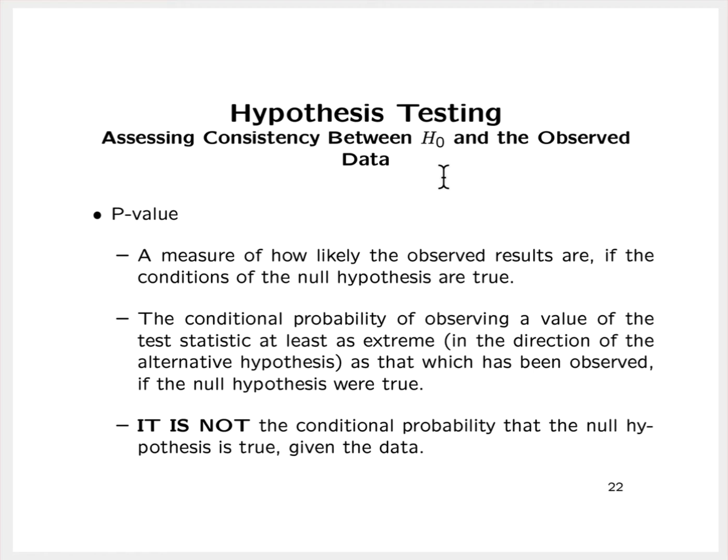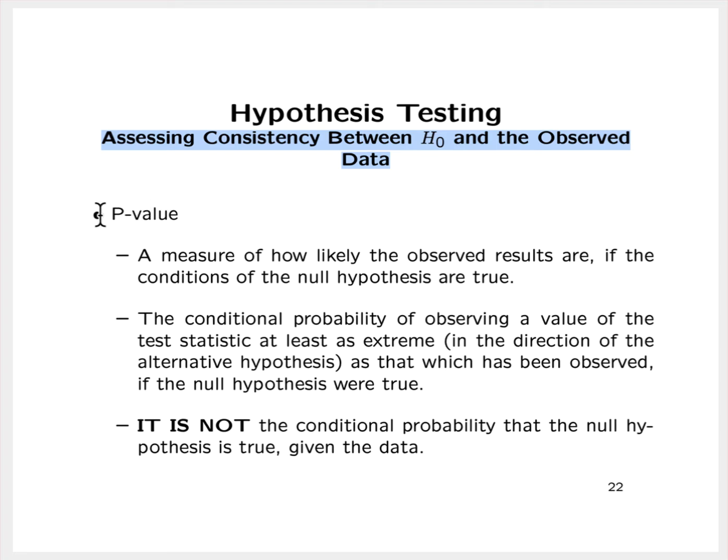If the data are consistent with the null hypothesis, then we really have no reason to reject the null hypothesis. But if the data are inconsistent with the null hypothesis, then if the inconsistency is great enough, that should lead us to, at some point, reject the null hypothesis. And so that's what we're looking at here. How to quantify assessing the consistency or inconsistency, however you want to look at it, between the null hypothesis and the observed data.